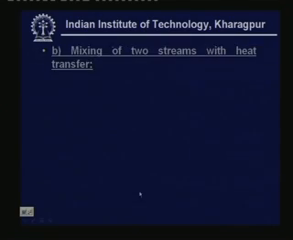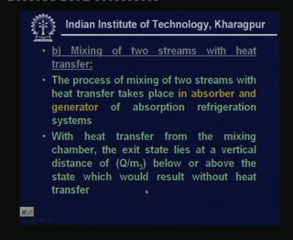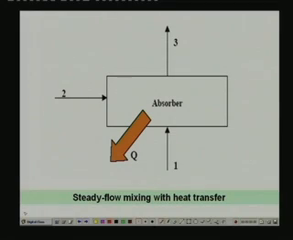Now, let us look at another process where mixing of two streams takes place with heat transfer. This is a typical process that takes place either in the absorber or generator of absorption refrigeration systems. So, let me show that process. This is similar to the earlier one, the only difference is that here you have heat transfer.